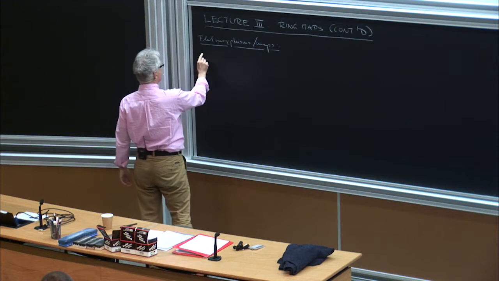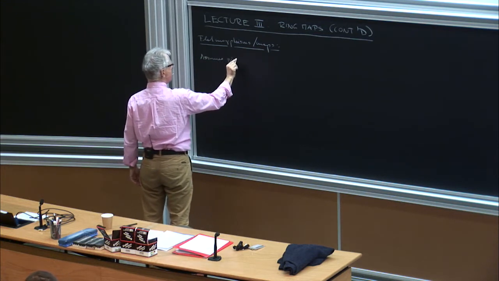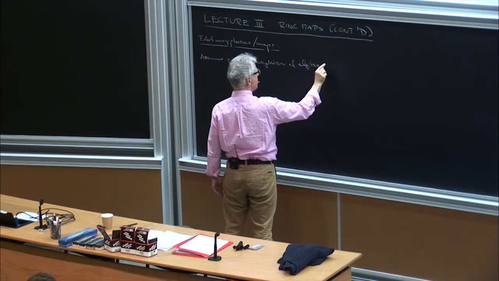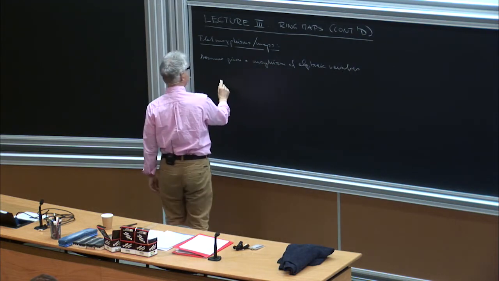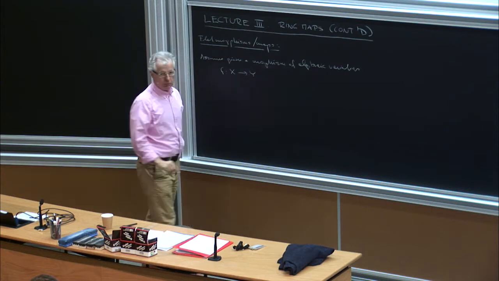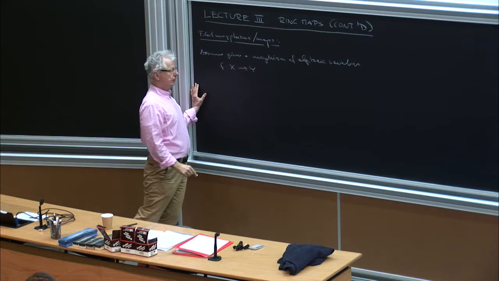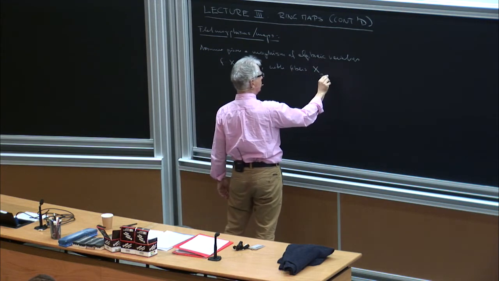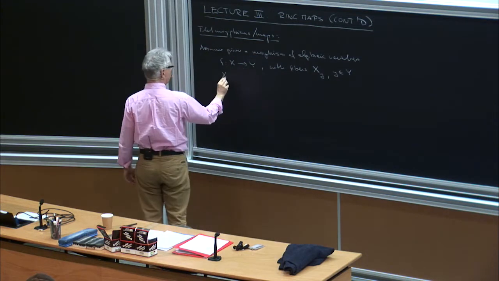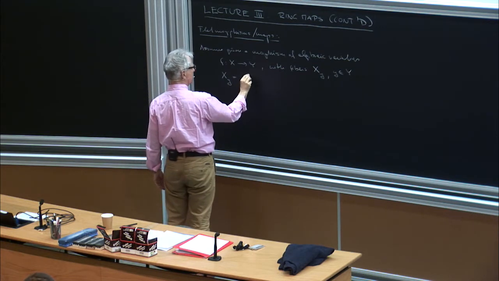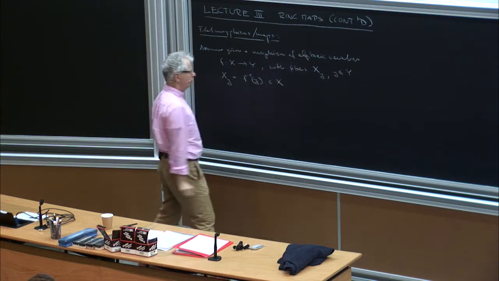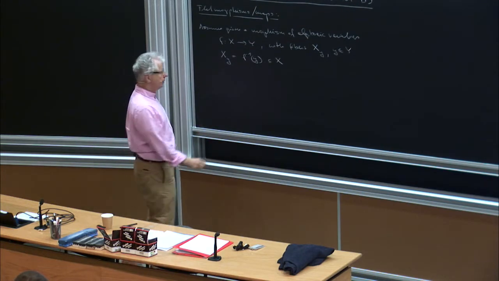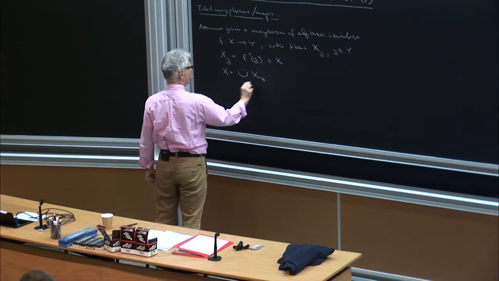So assume that you have given a morphism of algebraic varieties f from X to Y. You could also take schemes if you want, doesn't matter, or analytic varieties, with fibers X_y, where X_y is just the inverse image of y. So this is closed inside X, and this will describe X as a disjoint union of all these fibers.